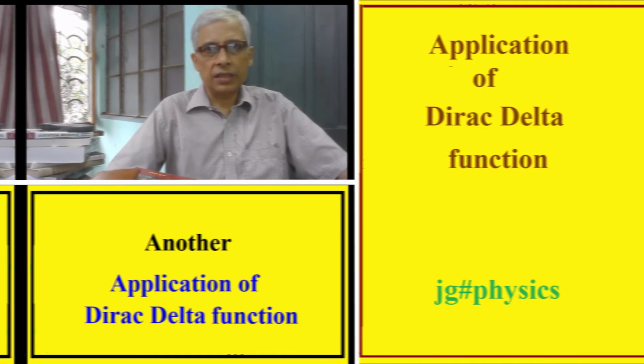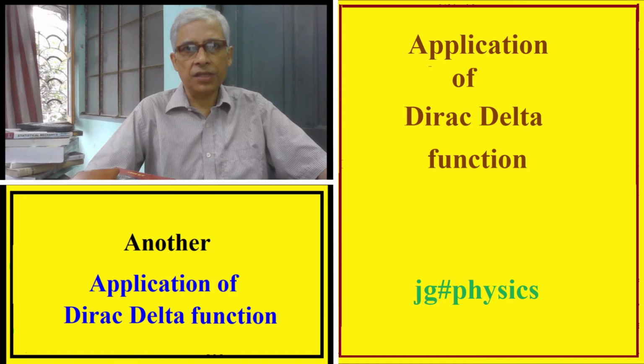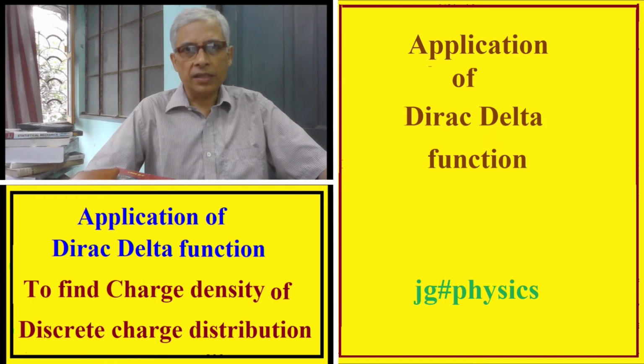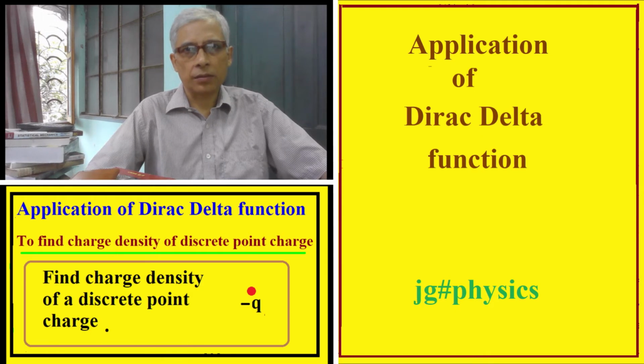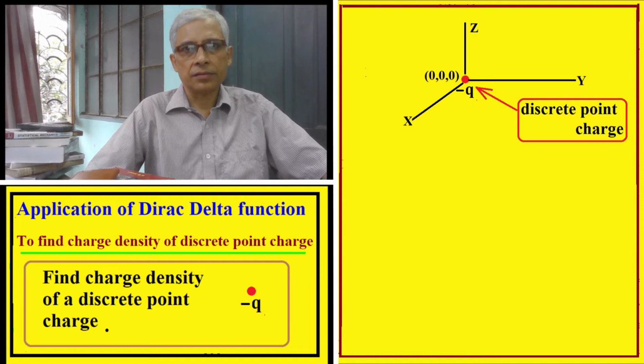We now consider another application of the Dirac delta function, and this is writing down the charge density of a discrete charge distribution. Let us solve certain problems in this regard. The first problem. You can see a point charge minus q located at some point in 3D space, and we have to find its charge density.